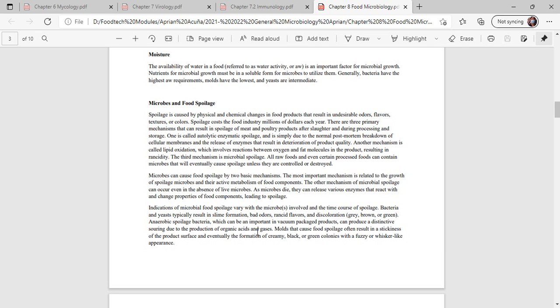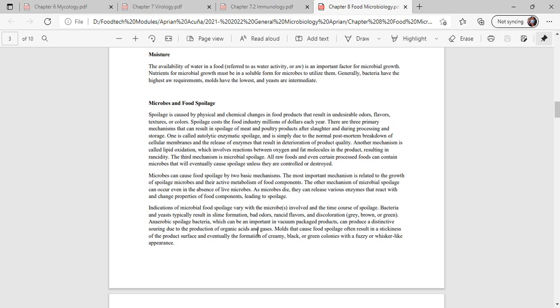There are three primary mechanisms that can result in the spoilage of meat or poultry products after slaughter and during processing and storage. One is autolytic enzymatic spoilage, which is simply due to the normal post-mortem breakdown of the cellular membrane, releasing enzymes that result in deterioration of the product's quality. Another mechanism is lipid oxidation, which involves a reaction between oxygen and fat molecules in the product, resulting in rancidity. And the third mechanism is microbial spoilage. Okay?